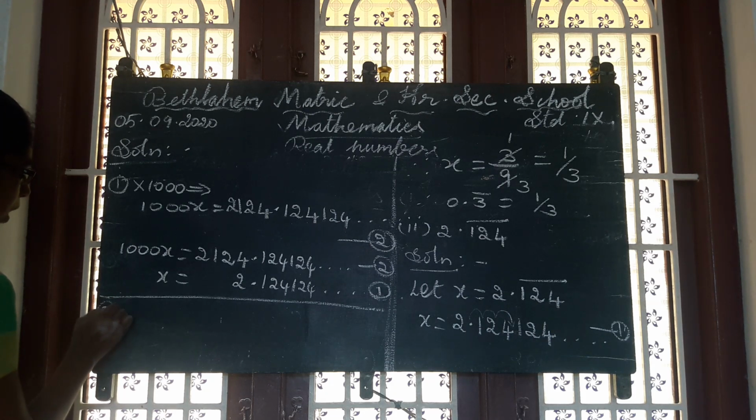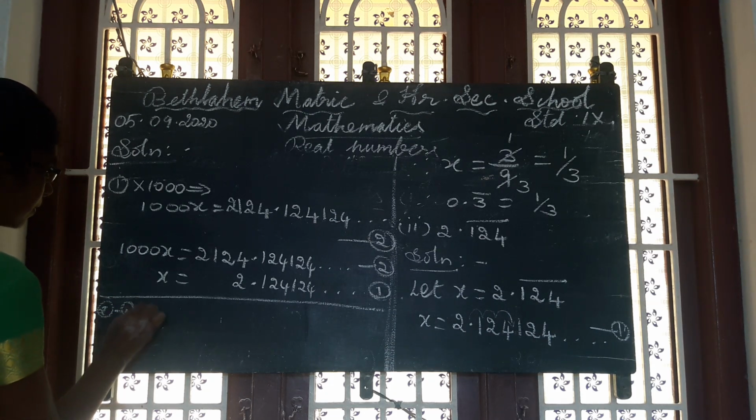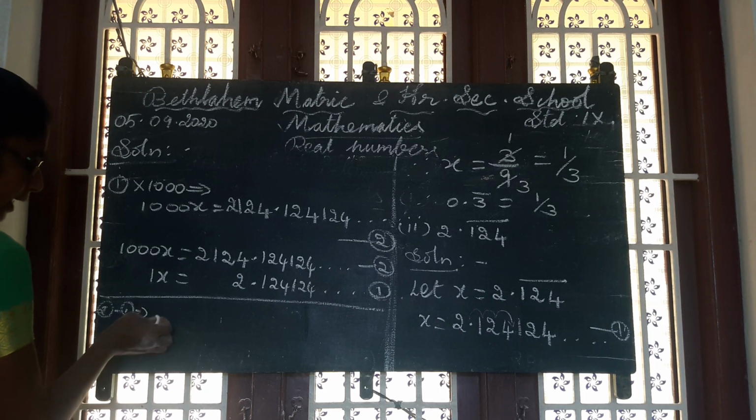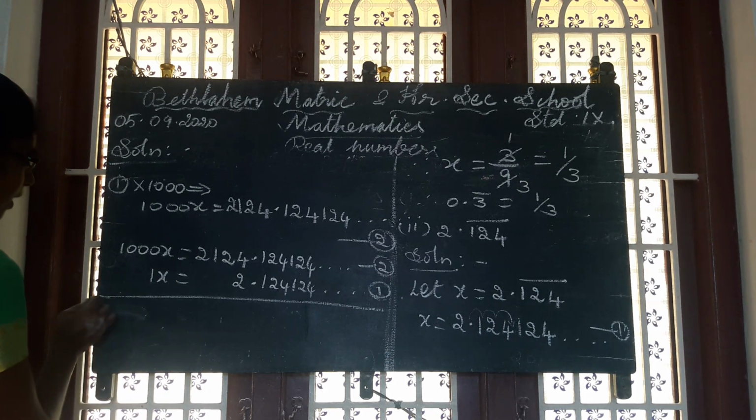Here 1000x minus, and this means what? 1x.